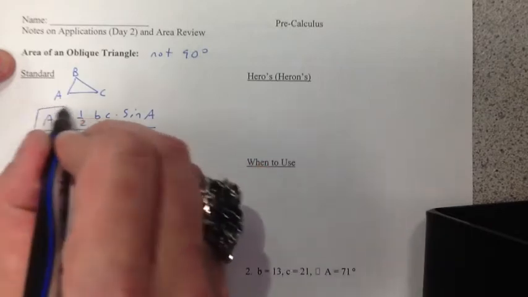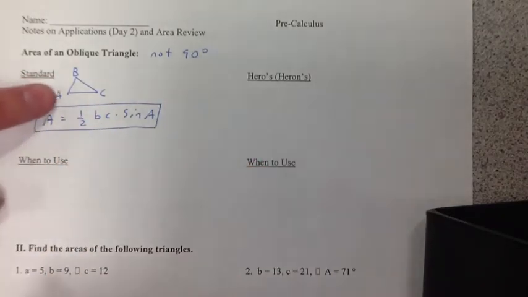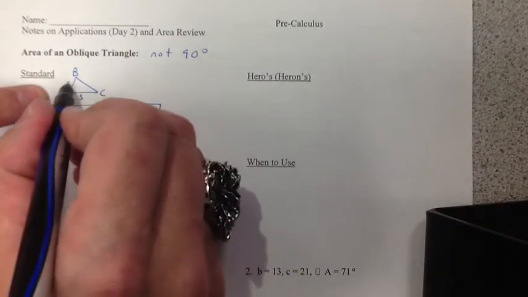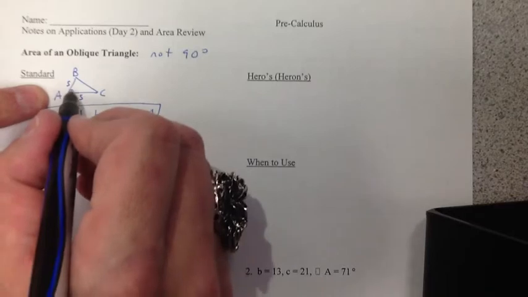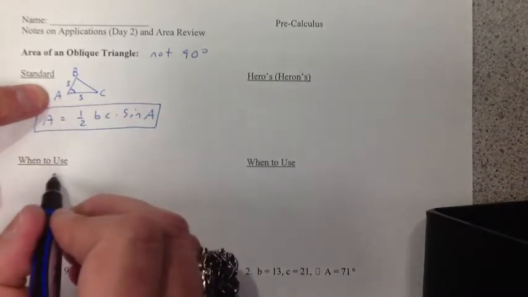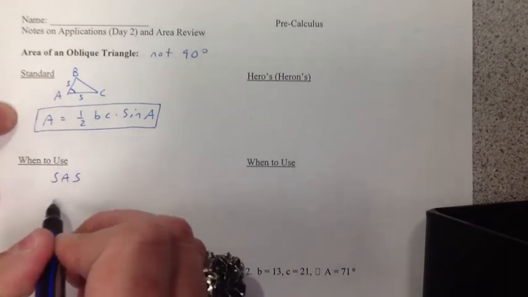Now, when to use it, well, let's take a look at what we're given. We're given b, a side, we're given c, another side, and we're given the angle in between. From geometry, we call that side angle side. So that's when we're going to use our standard definition.